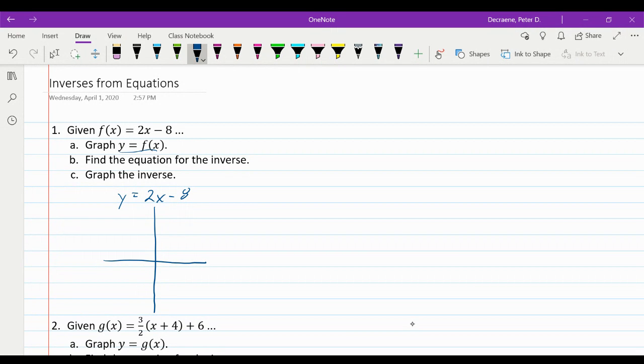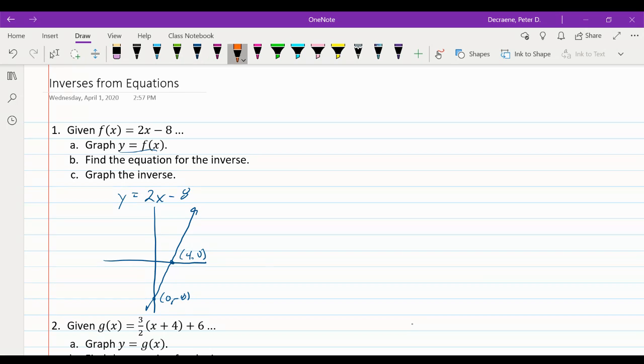We know the y-intercept is negative 8, so there's the point 0, negative 8. We know the slope is 2, and so we go up 1 and over 2, and it's going to look something like that. We can find here the x-intercept is going to be 4, 0, because 2 times 4 is 8, minus 8 gives us 0. So there's part A done.